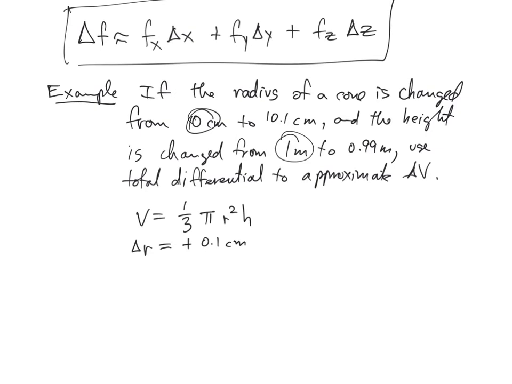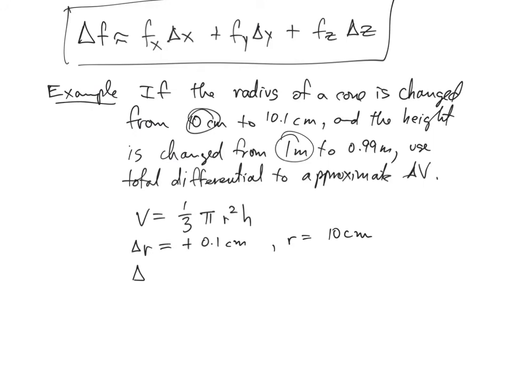So delta r is going to be positive 0.1 centimeters, and r equals 10 centimeters. We're going to use r equal to 10 centimeters, not where it goes to, 10.1. We're going to use r where it started, at 10.